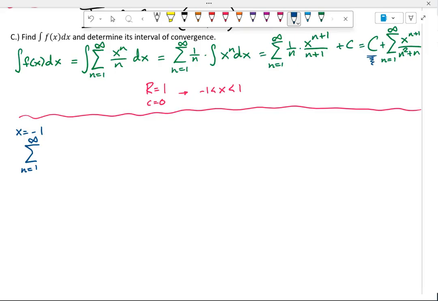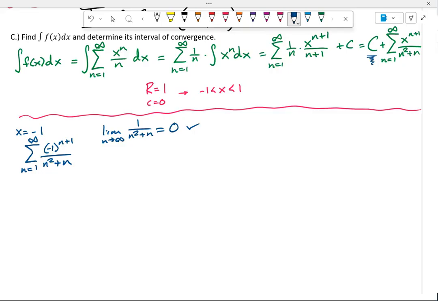All right, so let's go ahead and plug in our -1. So that's going to be -1 to the n plus 1 over n squared plus n. What test are we going to use? Let's start with alternating, right? So let's start with that limit. Limit as n goes to infinity of everything without the alternator, 1 over n squared plus n. Does that equal 0? Yes, it does, so we're good there. It does not diverge by the nth term test.